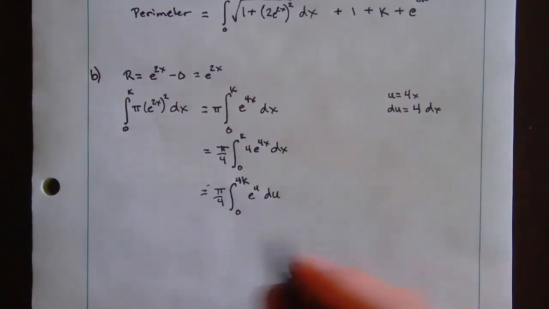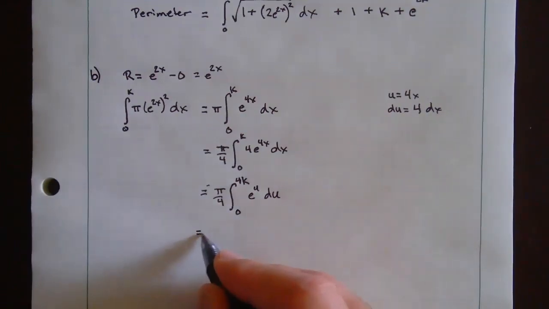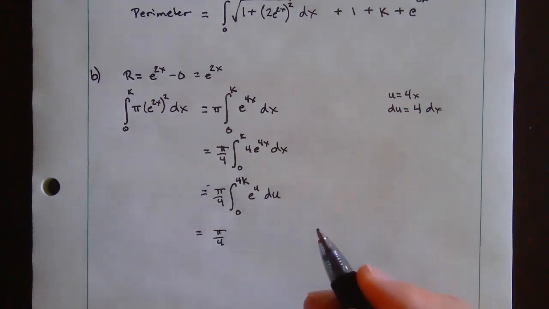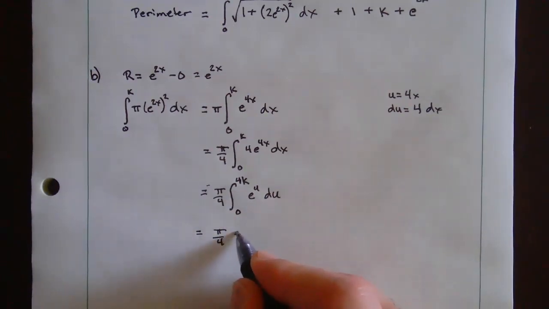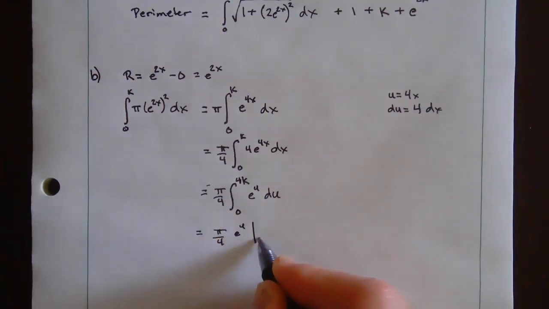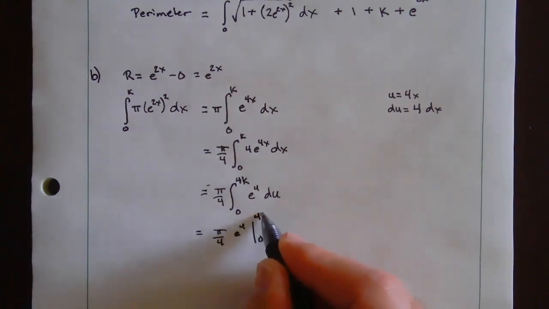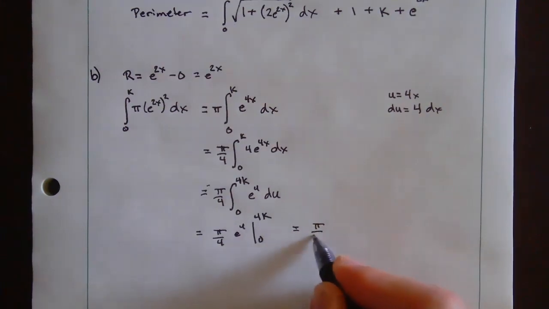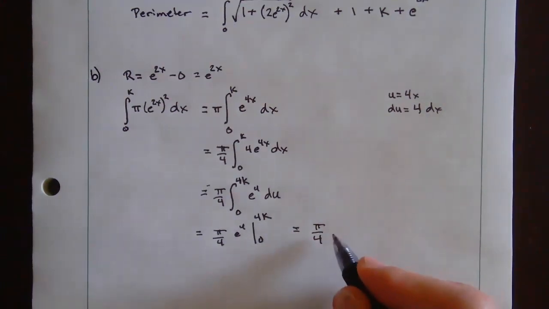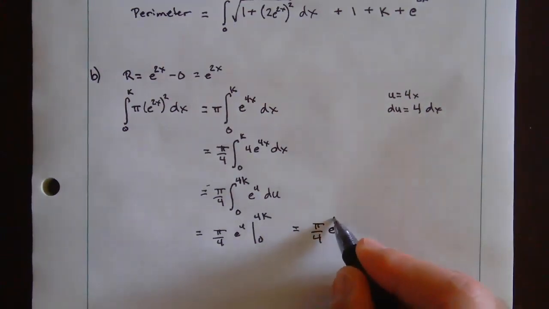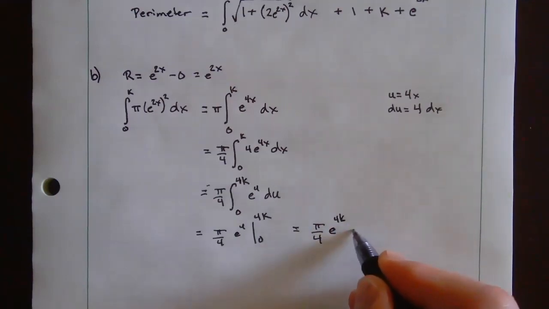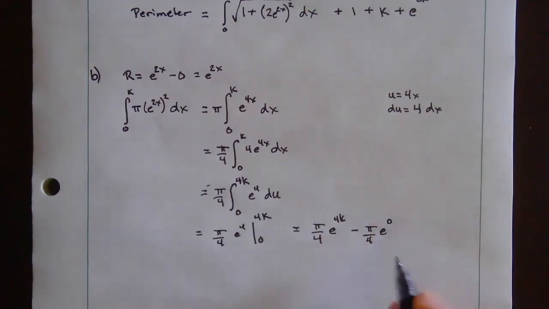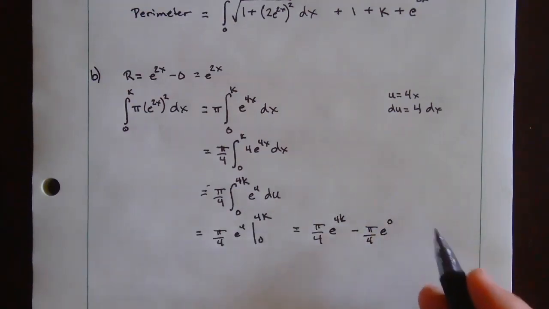And now we can integrate this. So this would be pi over 4, and the integral of e to the u is just simply e to the u. So e to the u evaluated from 0 to 4k. So that'd be pi over 4 e to the 4k minus pi over 4 e to the 0. But e to the 0 is going to be 1.